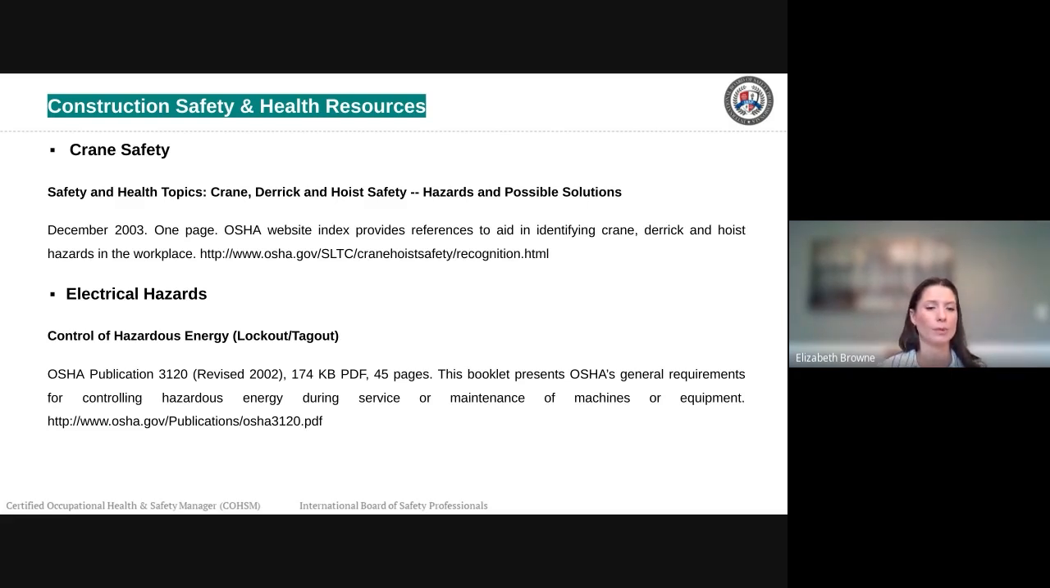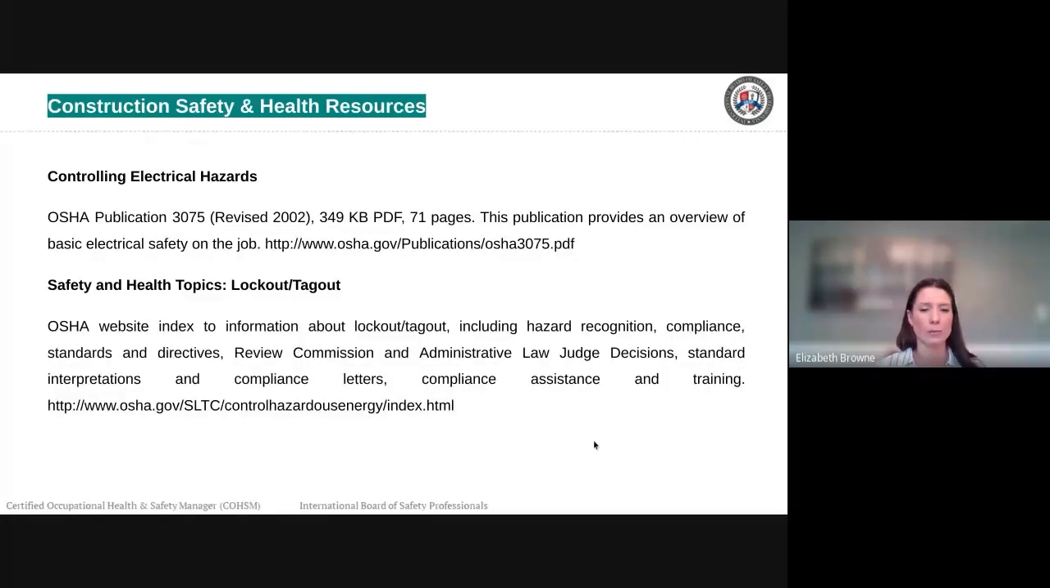There are also publications on control of hazardous energy and lockout tagout, and on controlling electrical hazards. Another great resource is an index on the OSHA website that is a full resource on the safety and health topic of lockout tagout. It has some interactive aspects to it. It has some demonstrations that you as a manager could utilize, or workers could involve themselves in a group looking at case studies. It also has standard interpretations and compliance letters, and compliance assistance and training.